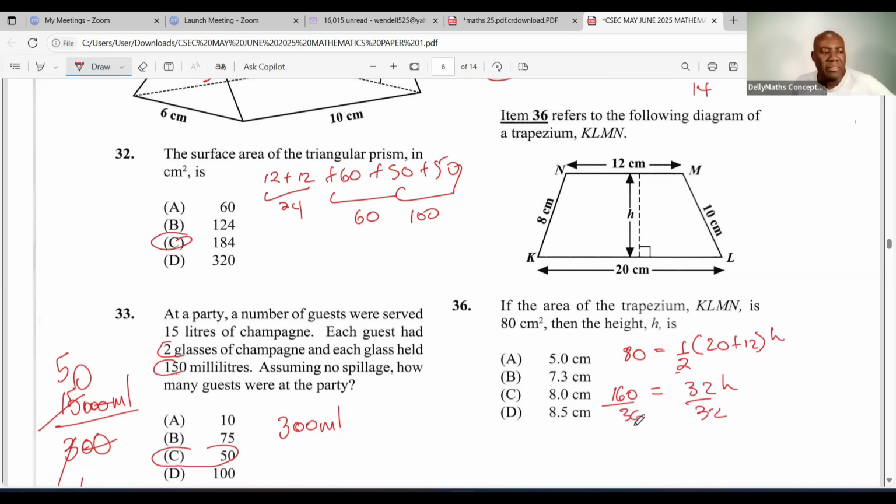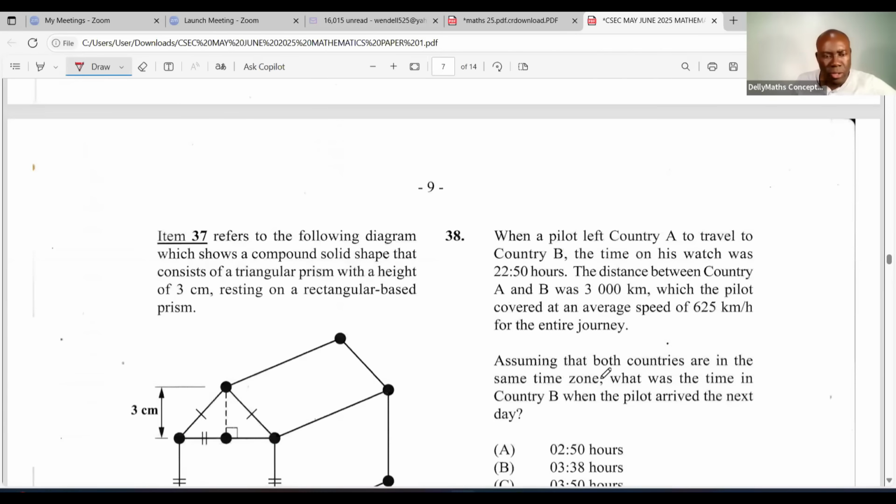160 divided by 32, you can break it down as easily as you can. So let's just divide it out quickly. 160 divided by 32, this is about 5, right? So 5 is the answer. 160 divided by 32 is definitely 5. All right, let's go. 37.